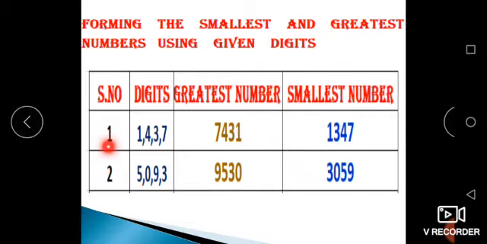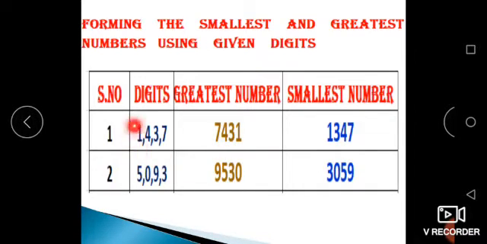Okay, the first sum: digits 1, 4, 3 and 7. Which is the biggest number? Yes, 7 is the biggest number, so we will write 7. Then we find the greatest number without 7. We look at 1, 4, 3. Which is the greatest number? Yes, 4 is the greatest number, so we will write 4.